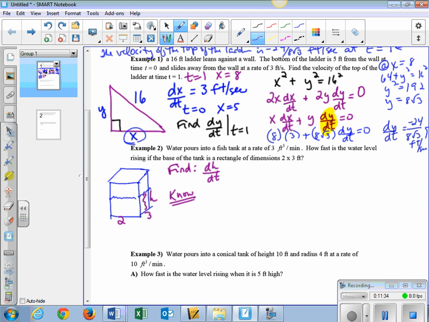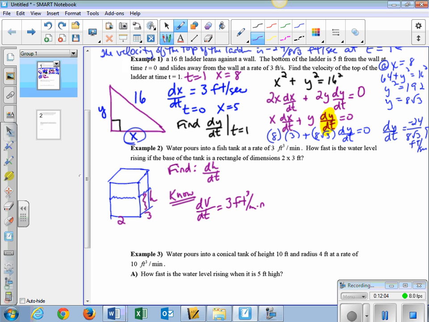What do you know? This is what I know. Water pours into a fish tank at a rate of 3 cubic feet per minute. So okay, it's pouring into the fish tank. It's cubic feet per minute units, so I know that's going to be the derivative of my volume. And it's increasing, so it's positive 3 feet cubed per minute.